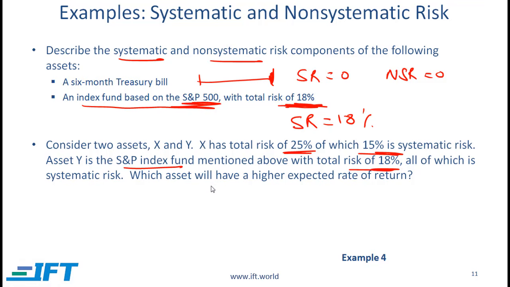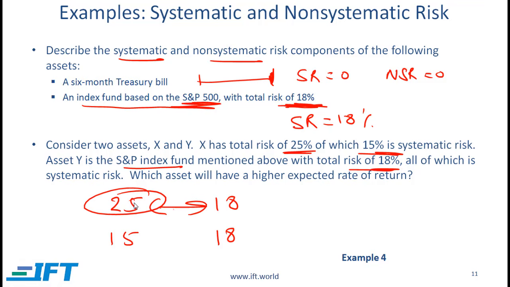There are two ways of looking at this. One way is to say that for asset X, we have a total risk of 25% and we compare this with 18%. The other is to only look at systematic risk and say asset X has a systematic risk of 15 and asset Y has systematic risk of 18. So do we do this comparison and say that asset X has more risk and therefore gets a higher return? Or do we do this comparison and say that asset Y has greater systematic risk and therefore gets higher return?